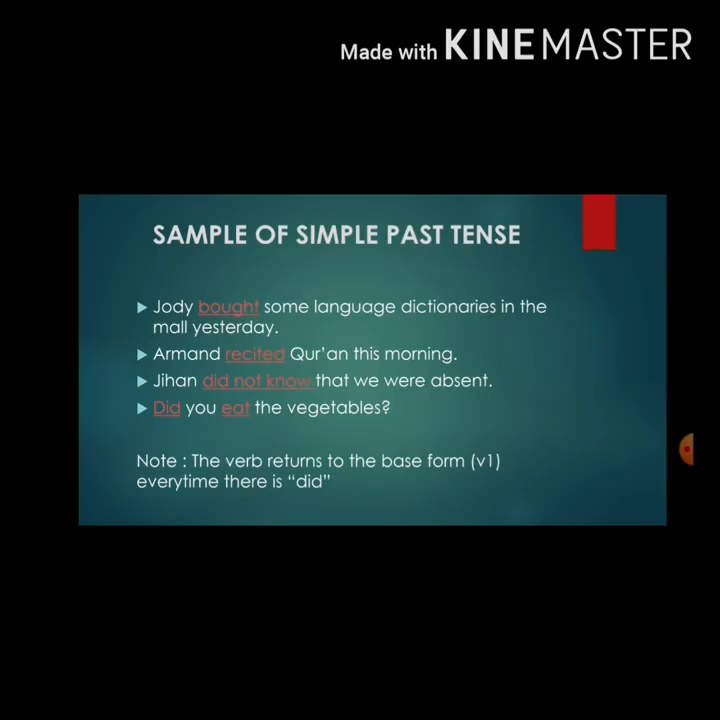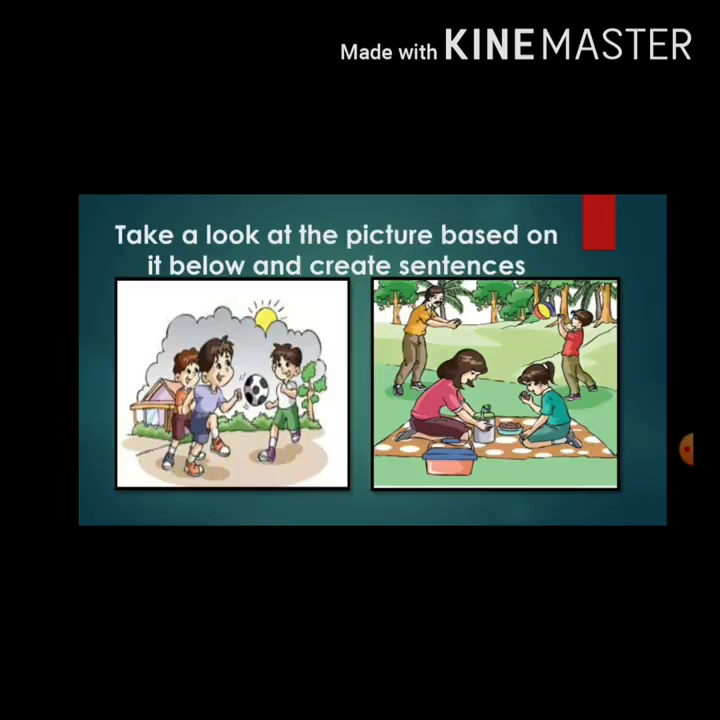Jihan did not know that we were absent. Did you eat the vegetables? Why did I put the verb into the base form? It's because, as you can see in the note, the verb returns to the base form, or verb 1, every time there is did. So every time you meet did, the verb returns to verb 1 instead of verb 2.